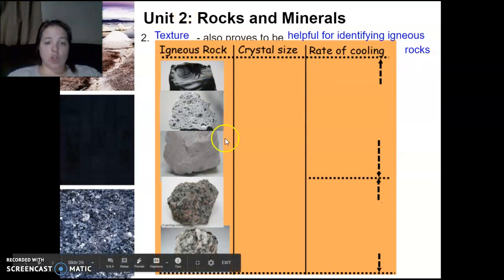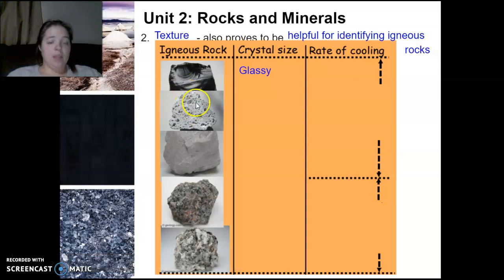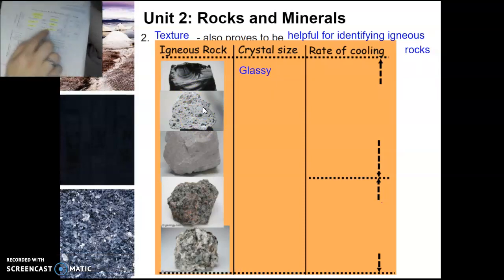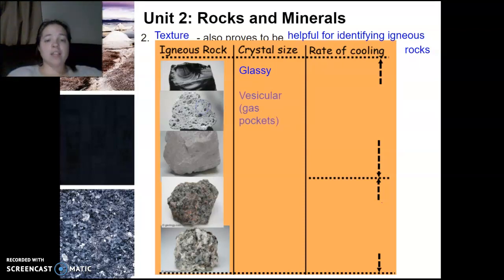So crystal size, looking at this has no crystal. It's glassy. This right here is not really on the texture side, but it is definitely up here. That's vesicular. That's where you're going to see gas pockets, lots of holes. Pumice, think of pumice like pumice stone. If you ever have your feet done, they use pumice. It's holey. And then you have right here, this is fine, rhyolite.